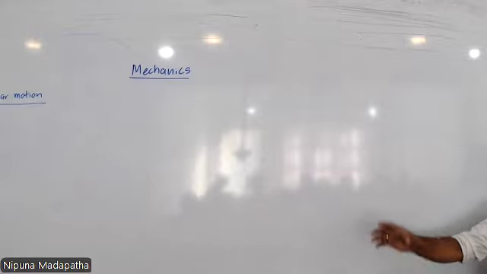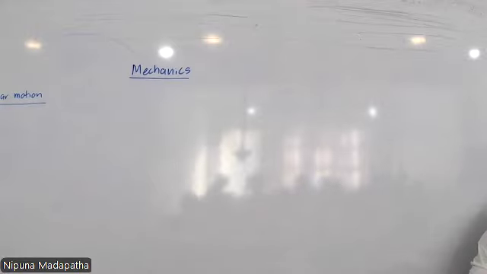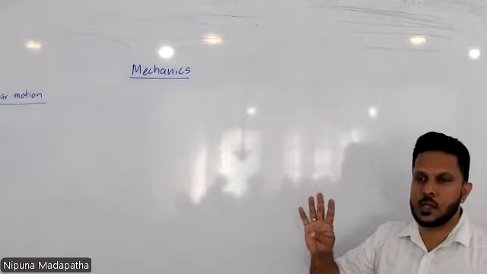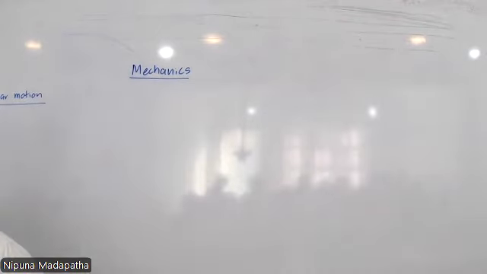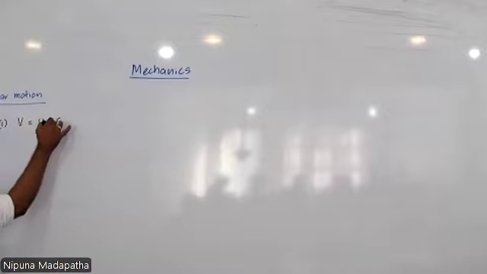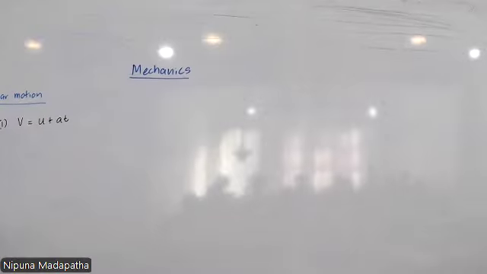Under this linear motion lesson, we discussed that there are 4 kinematic equations which can describe any linear motion. What are those kinematic equations? What is the first one? V equals U plus AT. What are the meanings of these symbols? V stands for final velocity, U is initial velocity, A stands for acceleration, T is time.